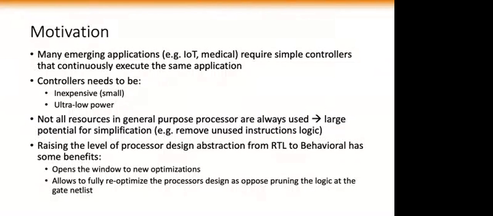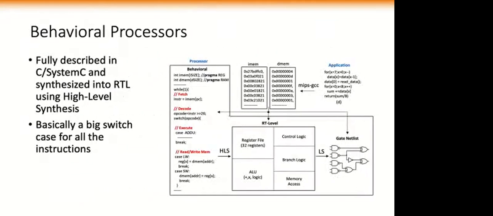At the same time, raising the level of processor design abstraction from the RT level to the behavior level has some key benefits. First, it opens the window to new optimizations, and second, it allows us to fully re-optimize the processor design as opposed to pruning the logic at an already synthesized gate netlist. Let's look at how we can design processors at the behavior level, meaning in C for high-level synthesis.